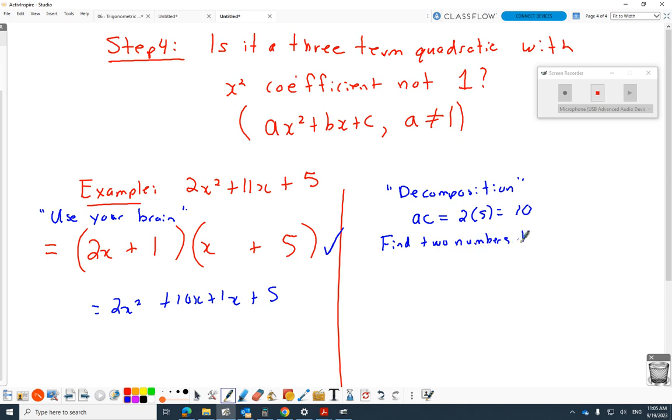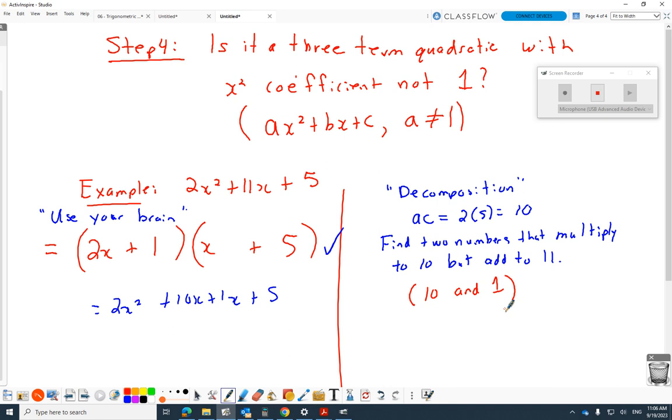That multiply to 10 but add to 11. What numbers multiply to 10 but add up to 11? 10 and 1. And I'll write that underneath. 10 and 1.